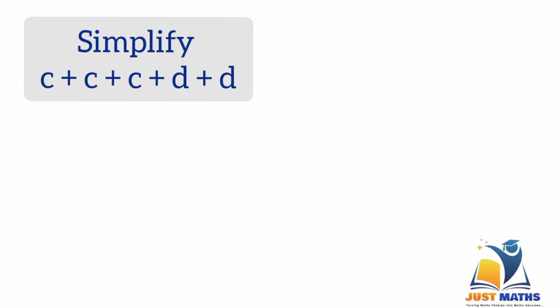Now let's simplify this question. C plus C plus C plus D plus D. When you add the three C's, you have 3C, plus the 2D's. So your final answer will be 3C plus 2D. Now you can't add these two together because the terms are different. C is different from D, so you cannot add them together. So you have to leave it as an algebraic expression, 3C plus 2D.